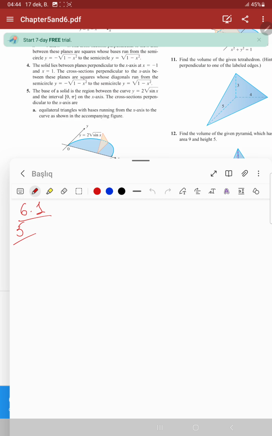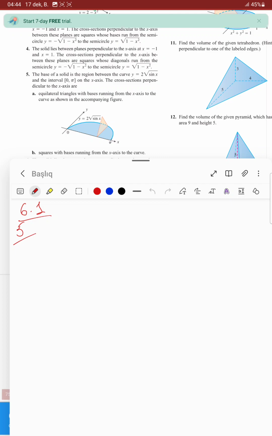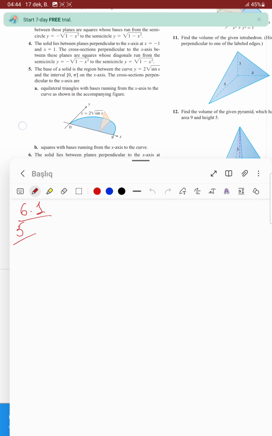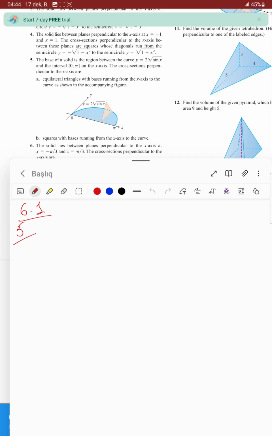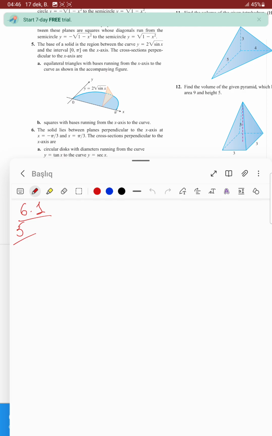The base of a solid is a region between the curve y equals 2 square root of sine x and the interval 0 to pi on the x-axis. The cross sections perpendicular to the x-axis are, in A, equilateral triangles with bases running from the x-axis to the curve, as shown in the accompanying figure. We have to find A(x), yes.